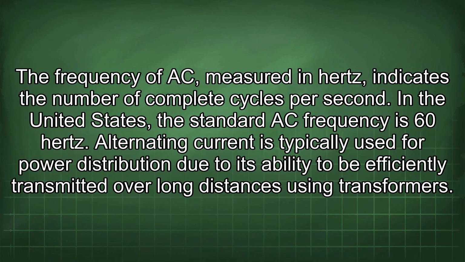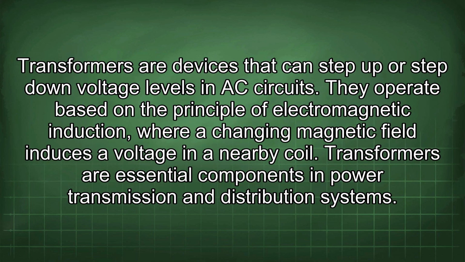Alternating current is typically used for power distribution due to its ability to be efficiently transmitted over long distances using transformers. Transformers are devices that can step up or step down voltage levels in AC circuits. They operate based on the principle of electromagnetic induction, where a changing magnetic field induces a voltage in a nearby coil. Transformers are essential components in power transmission and distribution systems.